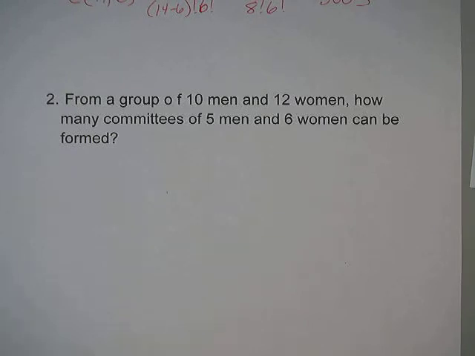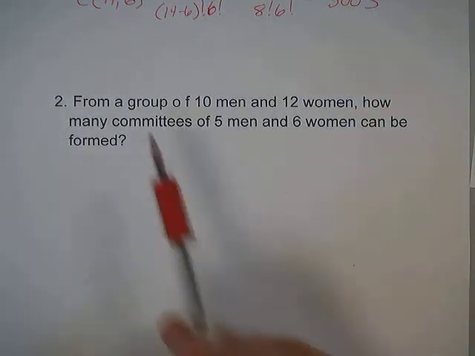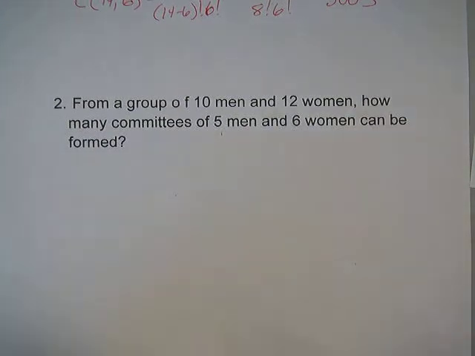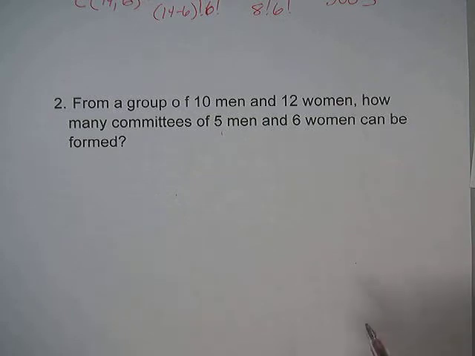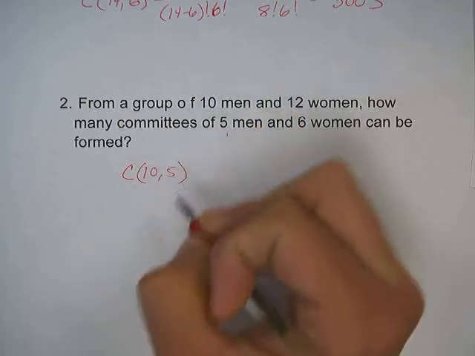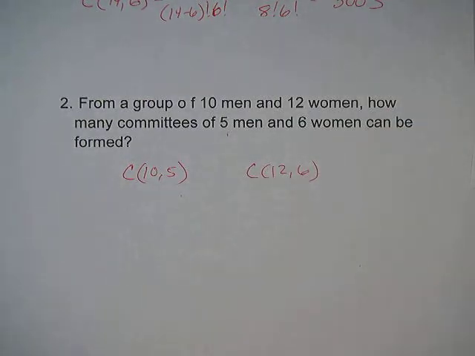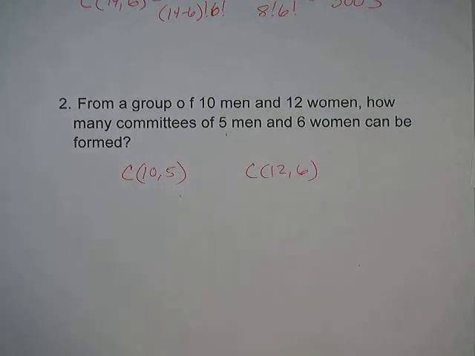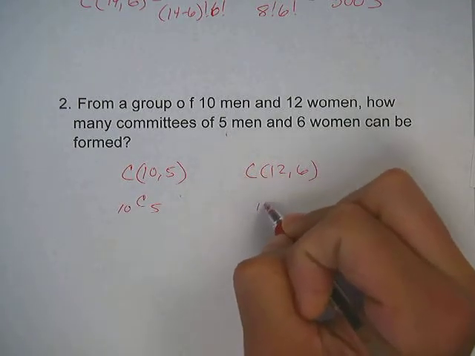Okay, let's do a tough one. In the mood for a tough one here. So it says, from a group of 10 men and 12 women, how many committees of 5 men and 6 women can be formed? All right, so this one's a little complex because we have committees of 5 men and 6 women that are going to be chosen independently of each other. So what does that mean? Well, what that means is we have 2 different combinations going on. We have this situation where we have 10 men, we're going to choose 5. We also have this situation where we have 12 women, and we're going to choose 6.